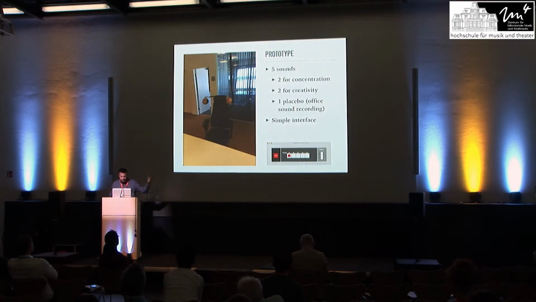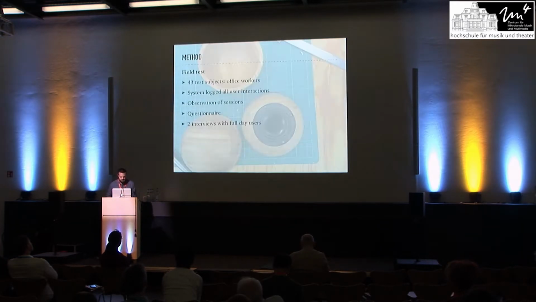You can see the picture of the prototype again. In the prototype, there should be a computer here, but we were not really allowed to take pictures, so this picture doesn't really exist. We had five sounds, and this is the interface that the users could see. They could choose between these five buttons to choose the sounds, and they could change volume, and press stop. We created the five sounds: two were for creativity, two were for concentration, and one was a placebo that was actually an office sound recording. The interface was pretty simple, as you can see.